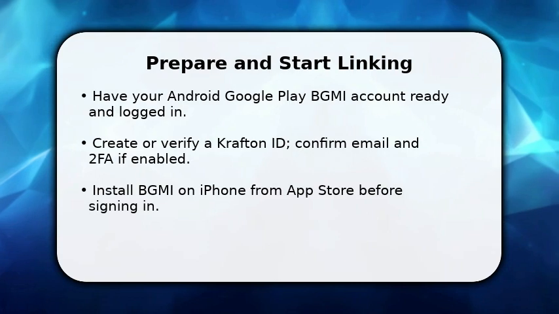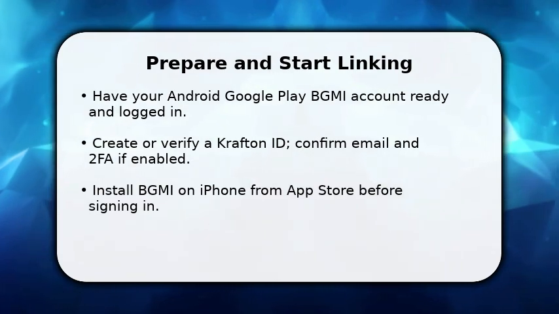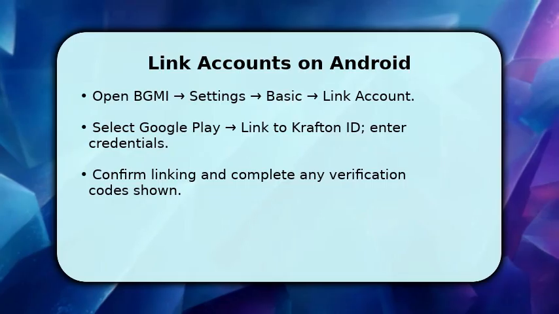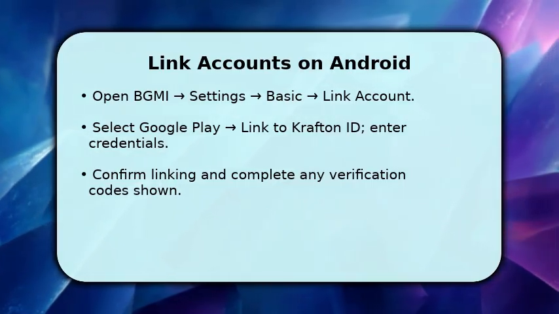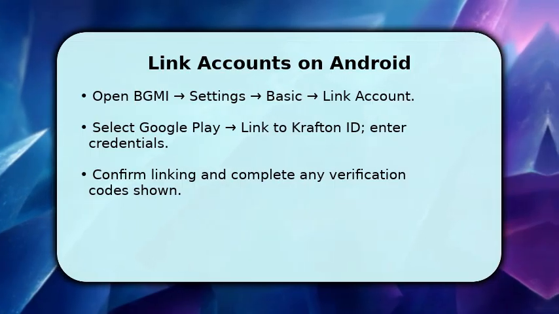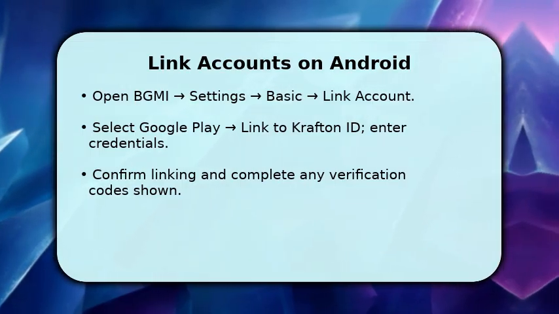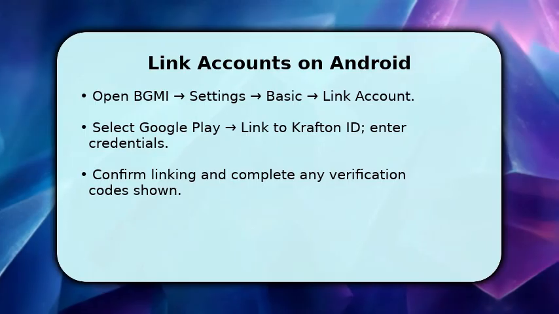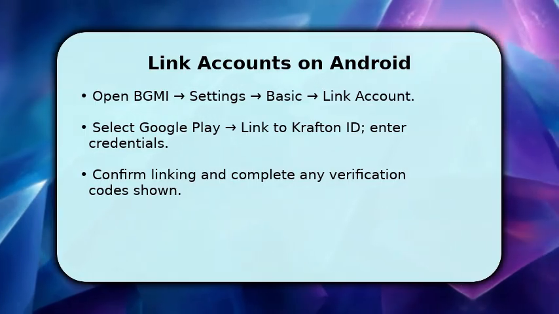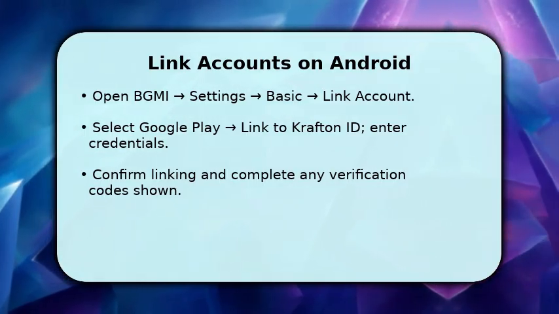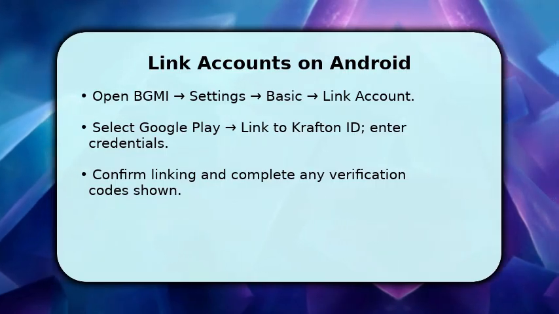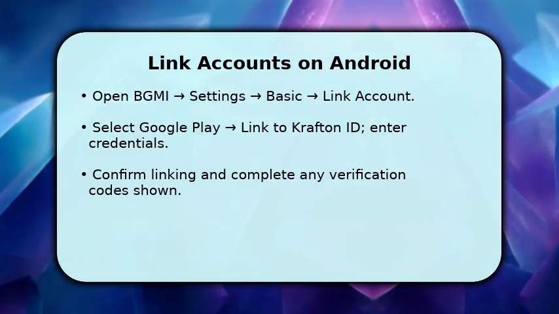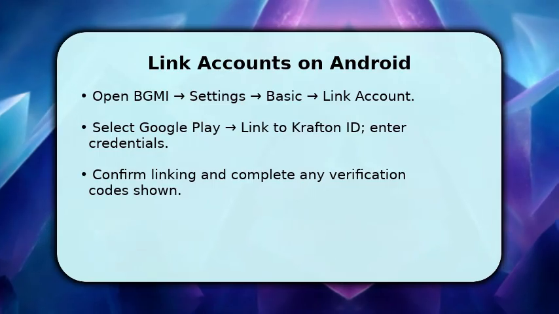On Android, go to BGMI settings, choose Link Account and pick Google Play as the source. Then select Link to Krafton ID and sign in with the same Krafton credentials you set up earlier. You may need to enter an email verification code or in-app confirmation. Complete those prompts. This step moves your player ID and inventory into the Krafton system so the iPhone client can fetch it. Make sure the link reports success before switching devices.